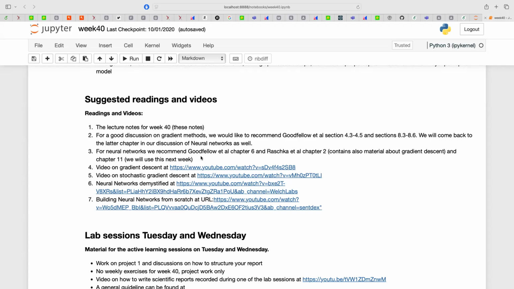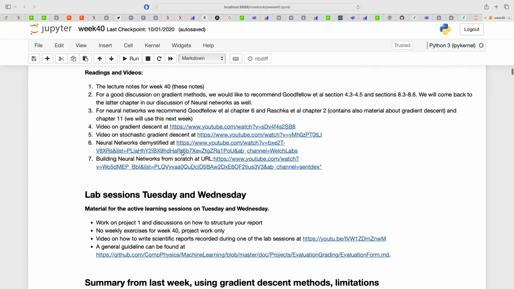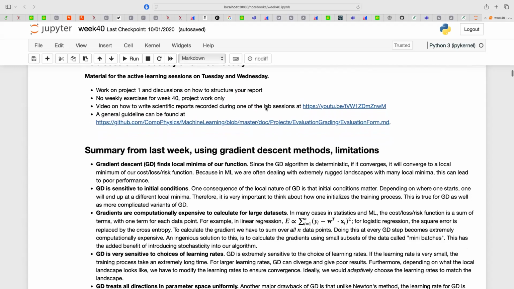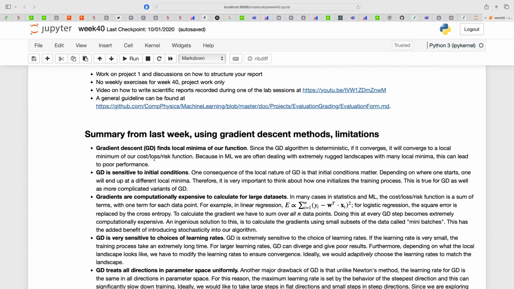So in a certain sense, although your mind is now directed towards project 1, we are bringing in elements from what comes in project 2. And one of the things you're going to do in project 2 is actually to start writing your own gradient descent method. So that's going to be a part of project number 2. Okay, the lab sessions, there is no kind of exercises this week. It's only project work. And the deadline is next Monday.